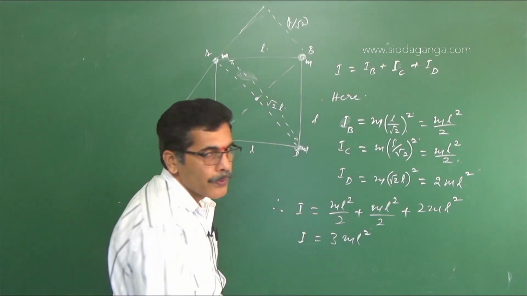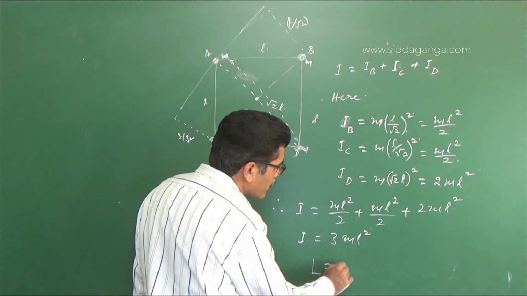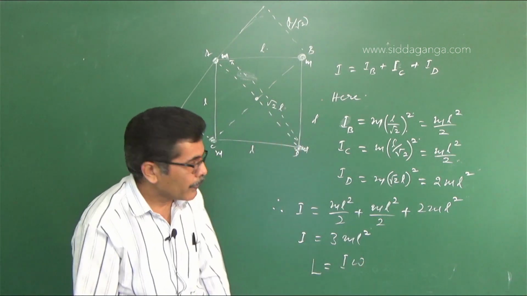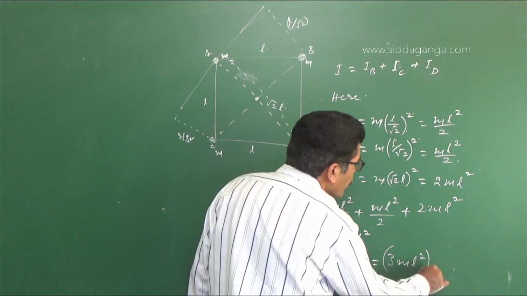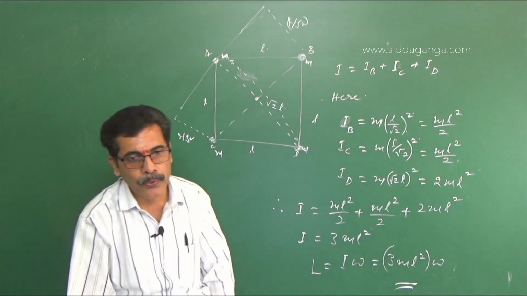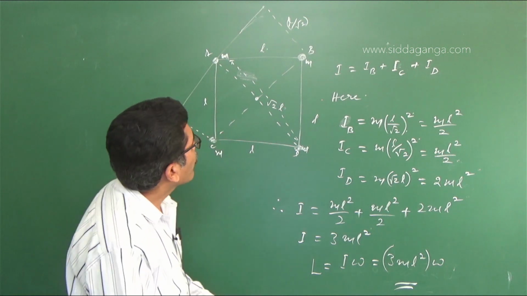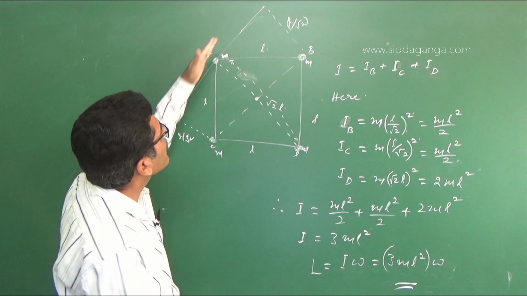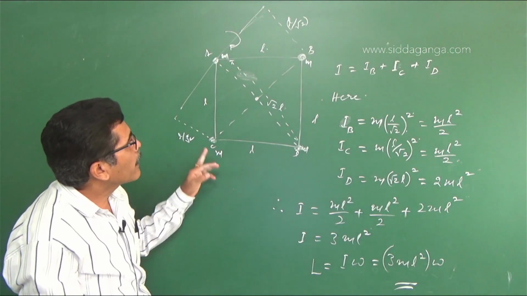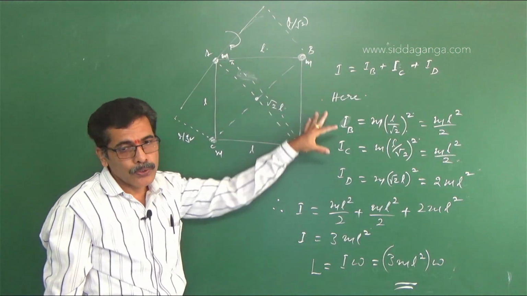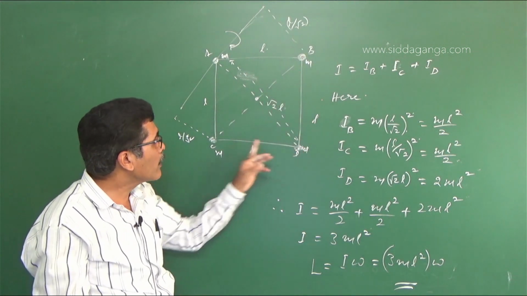This is I. They ask you to find out what is the angular momentum. You know that angular momentum is given by I into omega. I is 3 ml square, so 3 ml square into omega. Therefore, the first option is correct. I hope you have got this point. We are considering this as the axis of rotation. About this axis, it is turning. That's what they have given. And there are 3 particles. It is not a solid plate. The masses are at the corners.